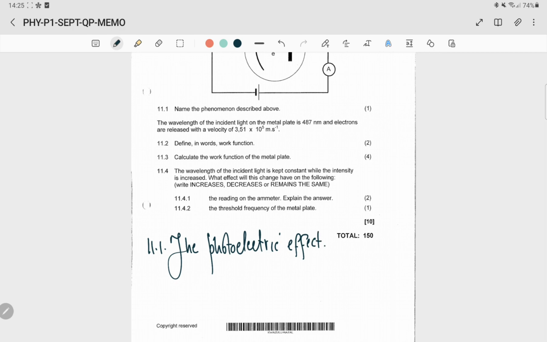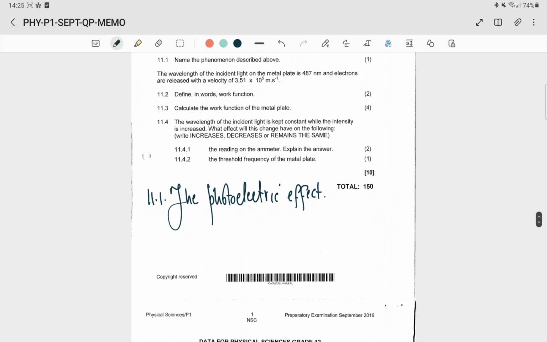The wavelength of the incident light on the metal plate is 487 nanometers, and electrons are released with a velocity of 3.51 times 10 to the exponent 5 meters per second. 11.2. Define in words the work function.